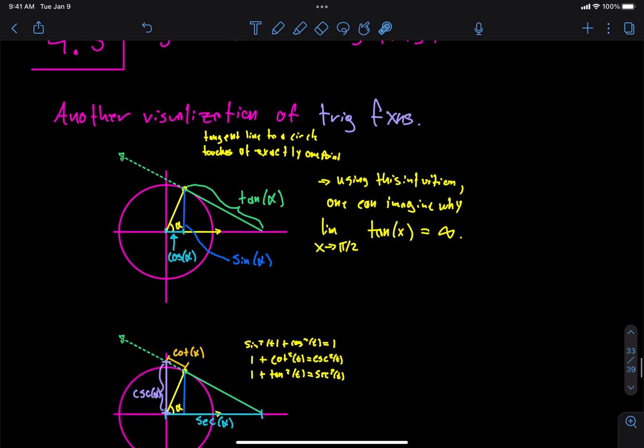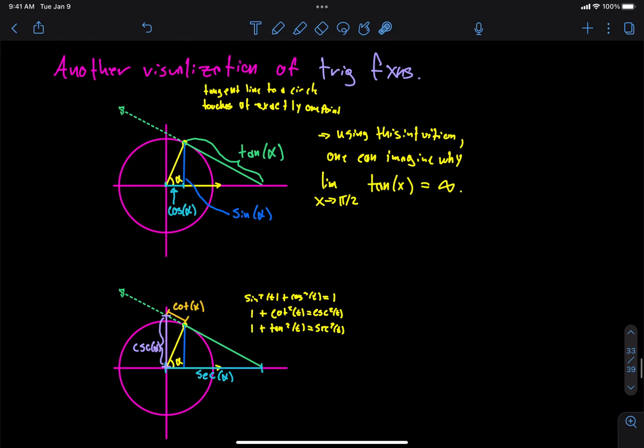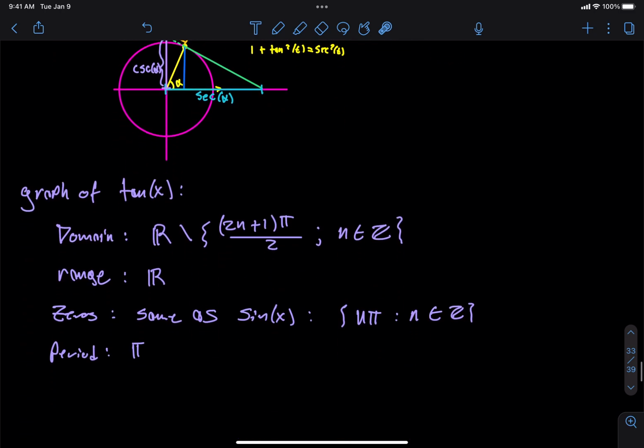Okay, so that's some more visualizations of the trig functions for you. I hope that by just giving you lots and lots of different interpretations of the trig functions, you'll be able to find the one that kind of clicks for you. And that will help you when it comes time for the exam. Any questions on this kind of visualization? Okay, doesn't seem like there are.